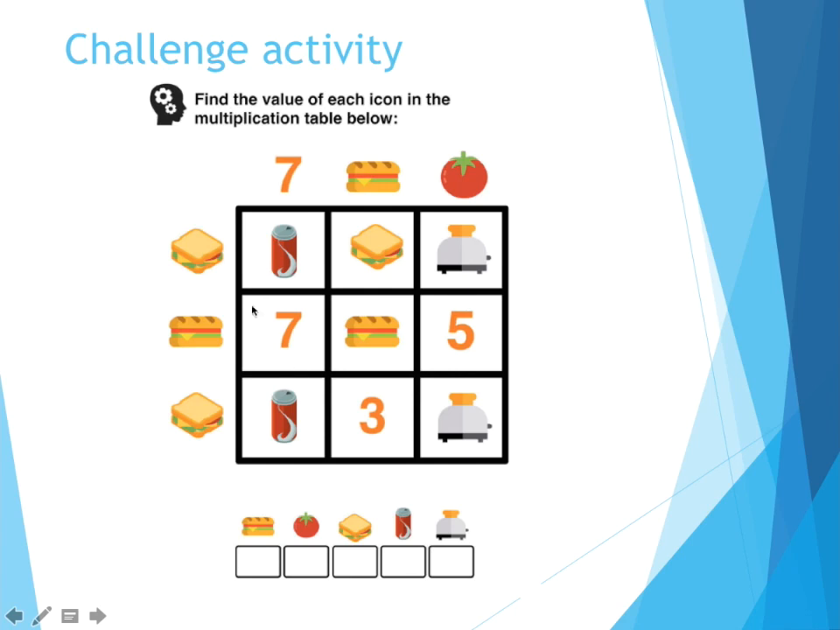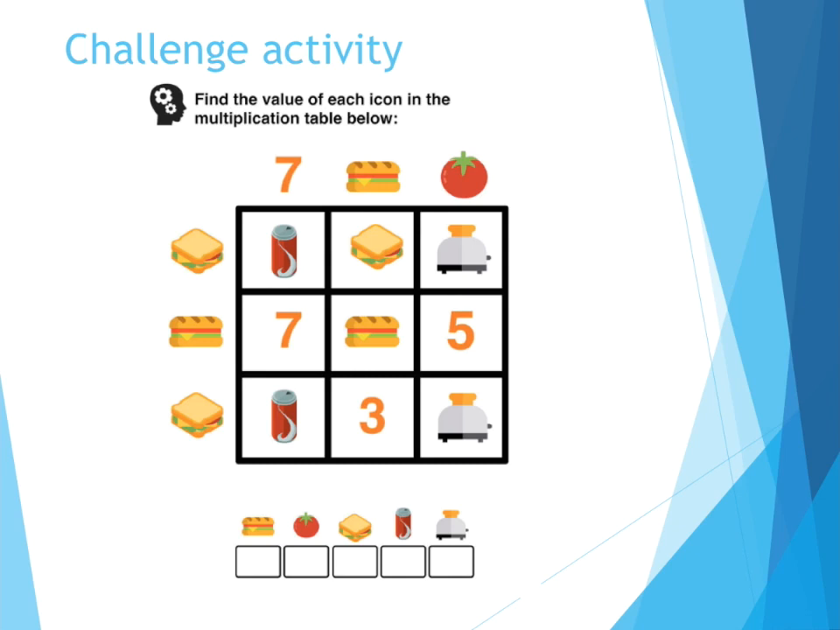So, for example, this says that a regular sandwich times 7 gives us cola, okay? But we've got to determine the value of that cola and that regular sandwich, as well as all the other icons in here. So, if you're on the computer, go ahead and pause and see if you can figure it out. Otherwise, we're going to go ahead and solve this.